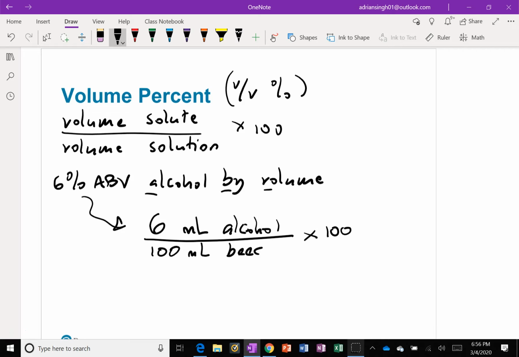So why do you use mils? You could use any unit, right? I could have used 6 gallons of alcohol for every 100 gallons of beer. Then it's percentage. Yeah. Six percent.